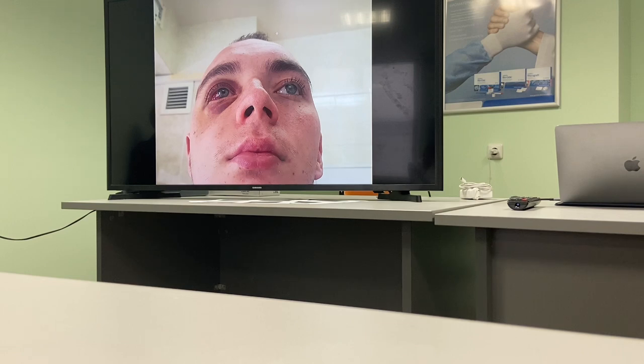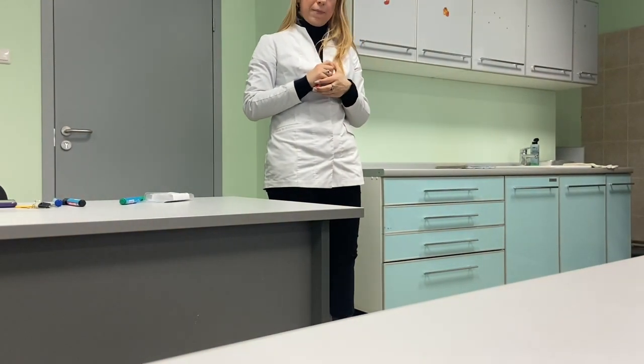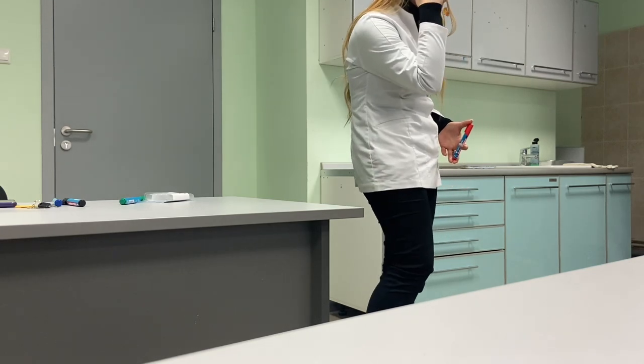The zygomatic bone has two sutures, two communications. What is the name of this communication? Sphenoid. Yes, it is called the zygomaticosphenoid suture, three words. Why is there a hematoma here, not in the zygomatic area? Because here we have fat, because there is the structure of the fissure of the zygomatic. We have fat here.